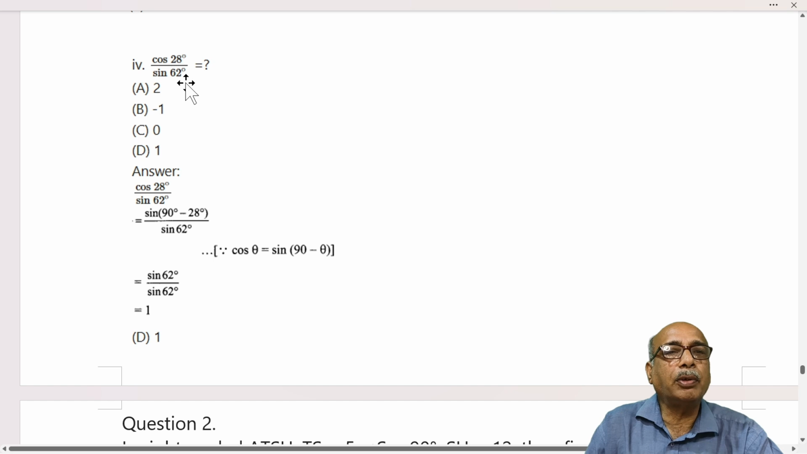Cos 28 upon sin 62 equals? Cos 28 upon sin 62 equals sin (90 minus 28) upon sin 62. Cos theta equals sin (90 minus theta). Substitute the value, you will get 1. So D option is there, 1.